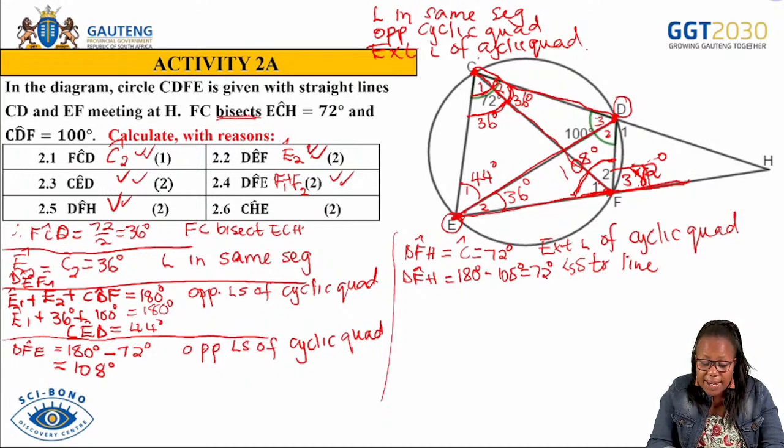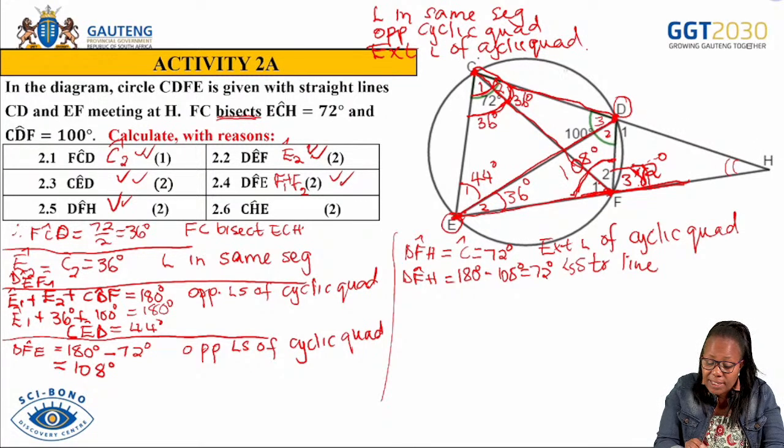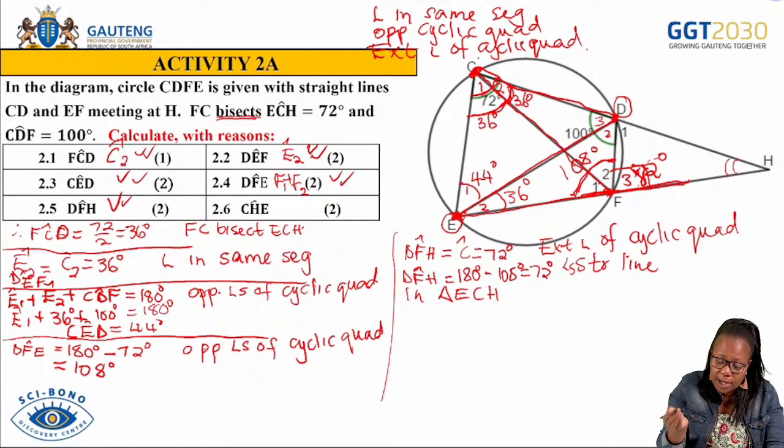And then now CHE. The CHE, look at that. CHE, we are talking about this angle here. And then now we have the bigger triangle, ECH. In triangle ECH, do we have two angles? Yes, we have E being 44, 36. We have C, 72. Then we can find H with the sum of angles of a triangle. Let's do so. Angle H is equal to 180 from sum of angles of a triangle.